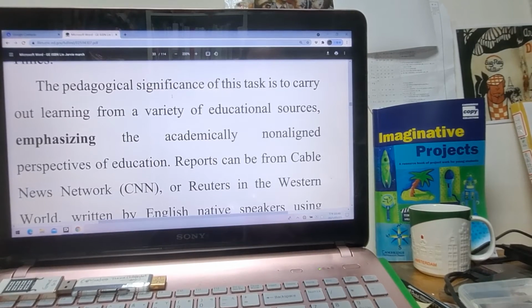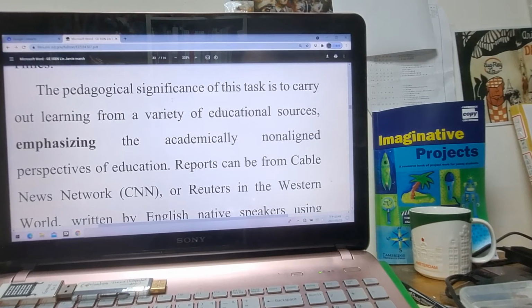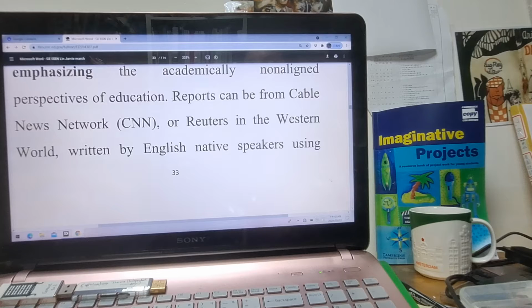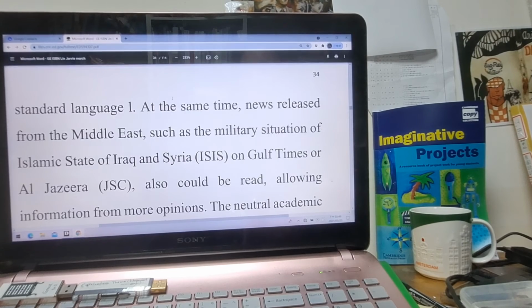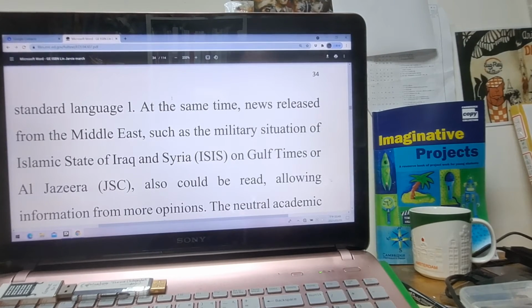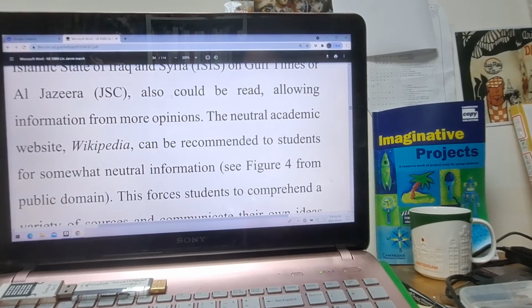Reports can be from Cable News Network or Reuters in the Western world, written by English native speakers using standard English. At the same time, news released from the Middle East, such as the military situation of the Islamic State of Iraq and Syria on Gulf Times, or Al Jazeera newspapers also could be read, allowing information from more opinions to your eyes.